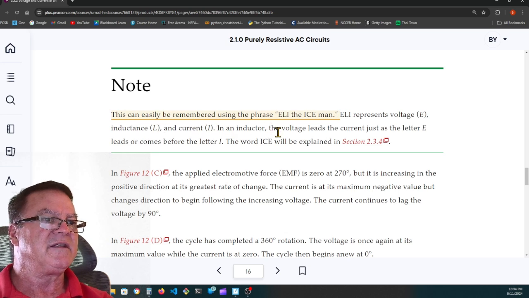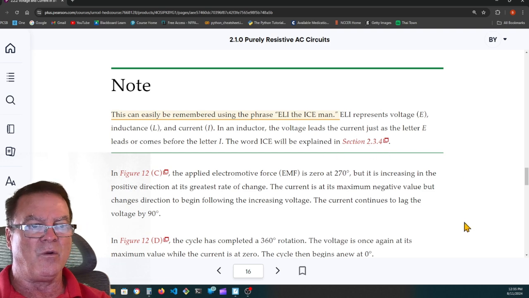So this can be easily remembered using the phrase ELI the ICEman. ELI represents voltage E, inductance L, and current I. In an inductor, the voltage leads the current just as the letter E leads or comes before the letter I. The word ICE will be explained in section 2.3.4.